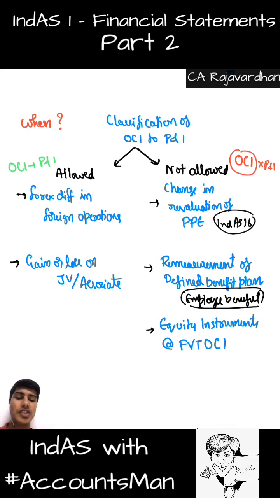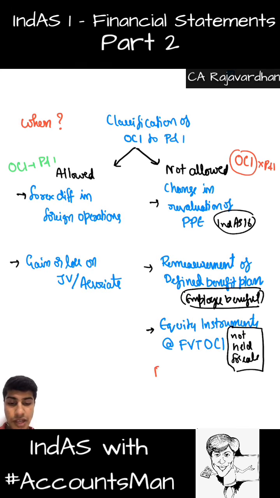And the last one is equity instruments. Equity instruments which are measured, this is basically not held for trading. So if it is an equity instrument not held for trading, then it can be measured under two techniques. The first one is FVTOCI, fair value through other comprehensive income. There is one more method called fair value through P&L. If it is fair value through P&L, it will not come to OCI.